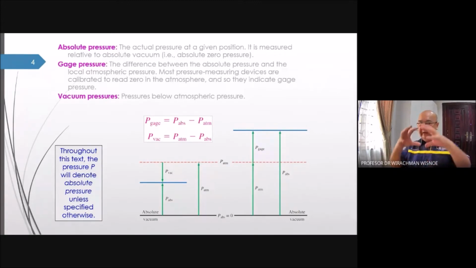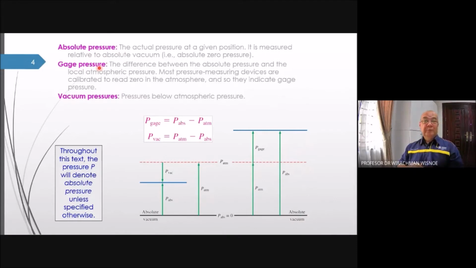So for example, you have a ball, inside 3 bars, outside atmospheric pressure 1 bar. So the difference is 3 minus 1, 2 bar. That 2 bar, we call it gauge pressure. So I repeat, if you have a ball with absolute pressure 3 bar, and the atmospheric pressure is 1 bar, for example, the difference is 3 minus 1, we call it gauge pressure.